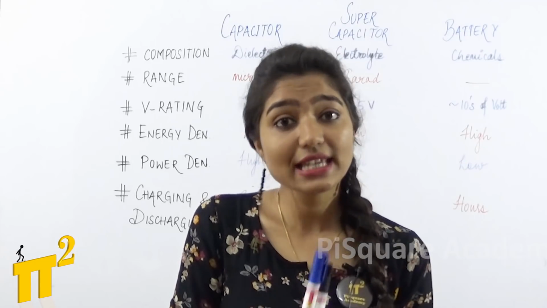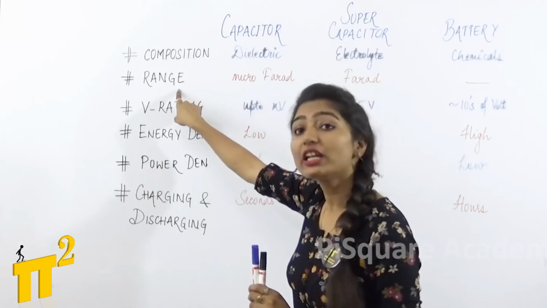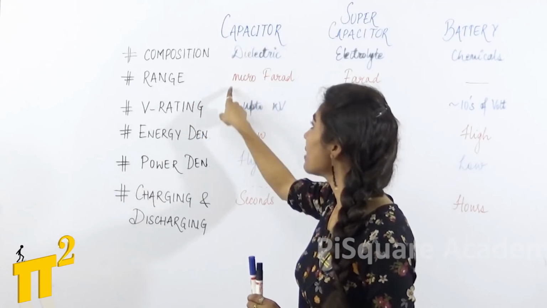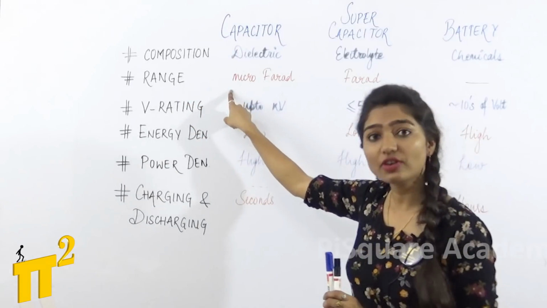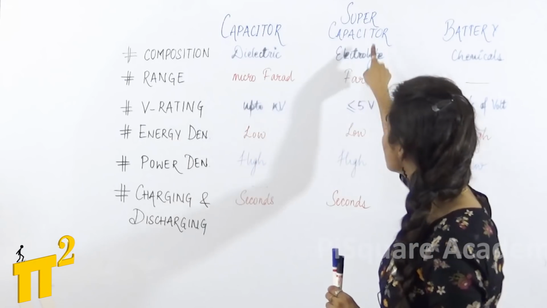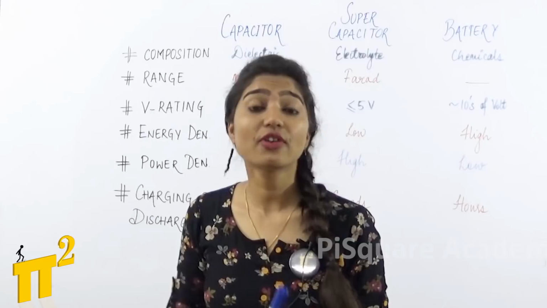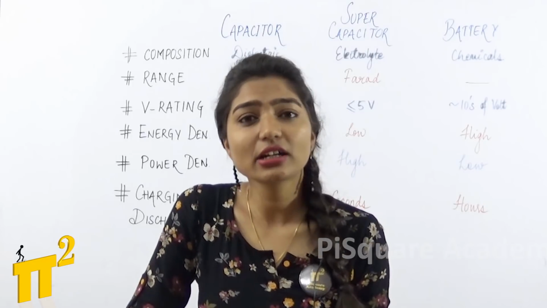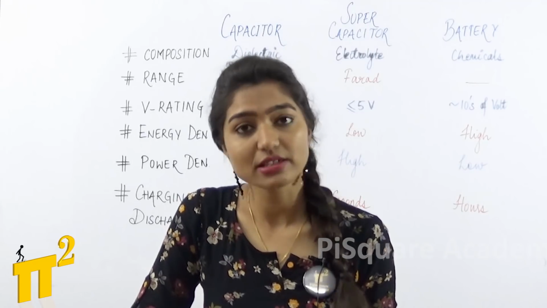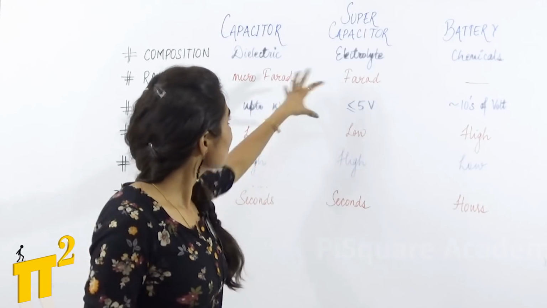That brings us to the second important point, range: capacitors are in the range of microfarads, but supercapacitors are in the range of farads. You will even easily get a 10 farad supercapacitor. So that was about composition.